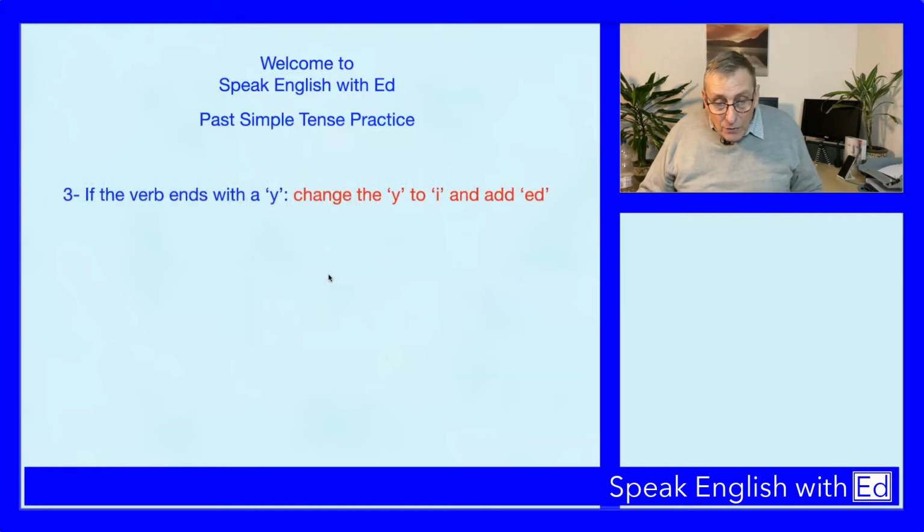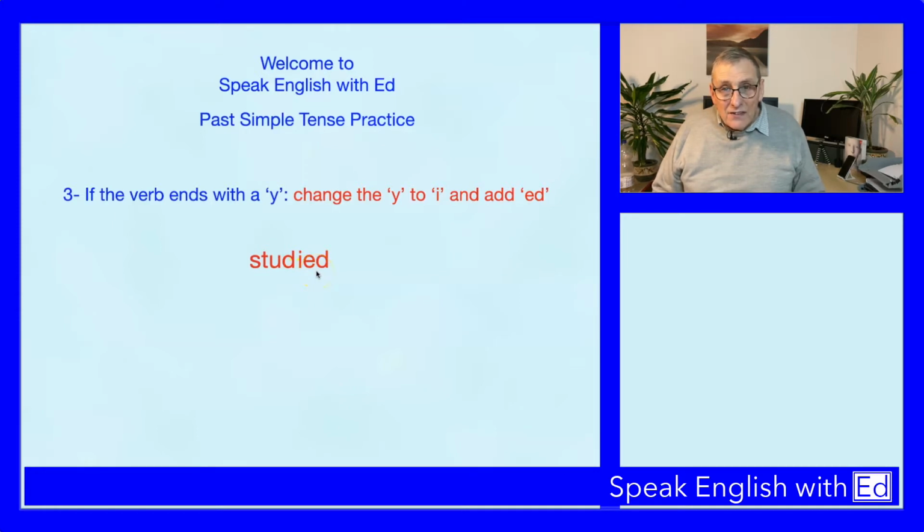Right, rule number 3 talks about verbs that end in a Y. And then you've got to change that Y. So this gets a little bit complicated. You change the Y into an I and then add ed. So let's see how that works. You get study, ends in a Y, it changes to an I, and it ends in ed. So therefore you get studied.